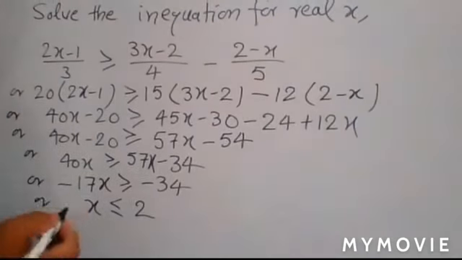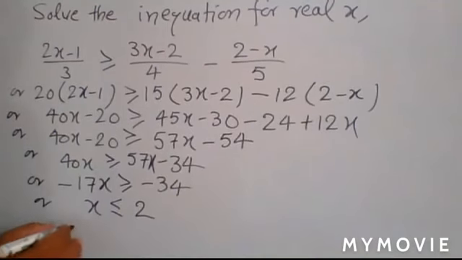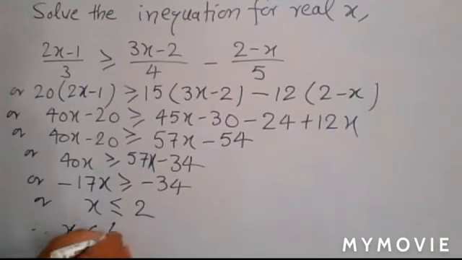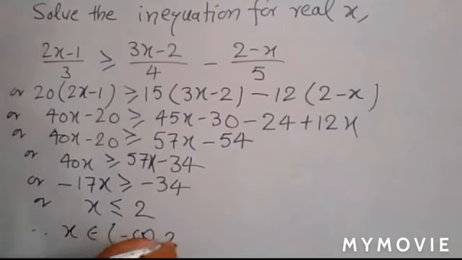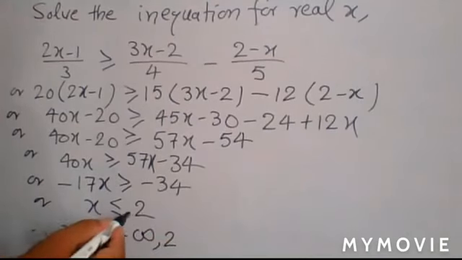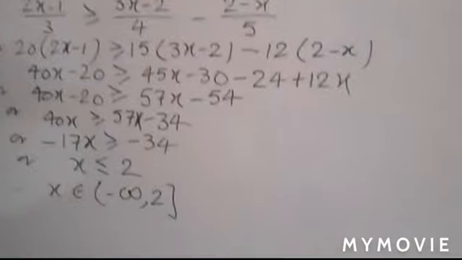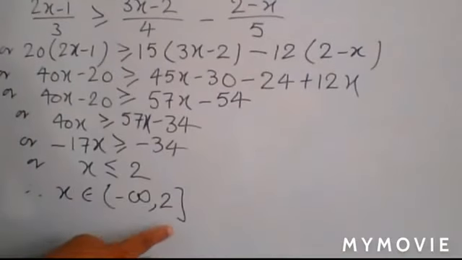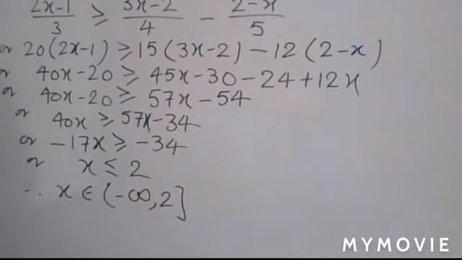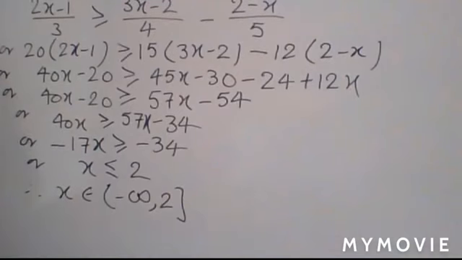And what is given here? You have to find the real solution. So you can write x belongs to minus infinity to 2. And this point 2 is also taken, so you have to write a semi-open interval, meaning minus infinity to 2 with a closed interval on this side. Minus infinity to 2 is your solution.